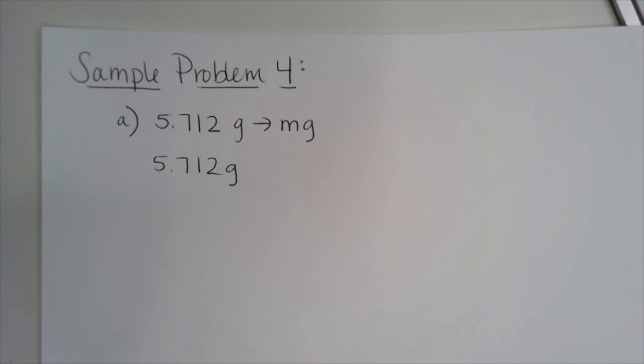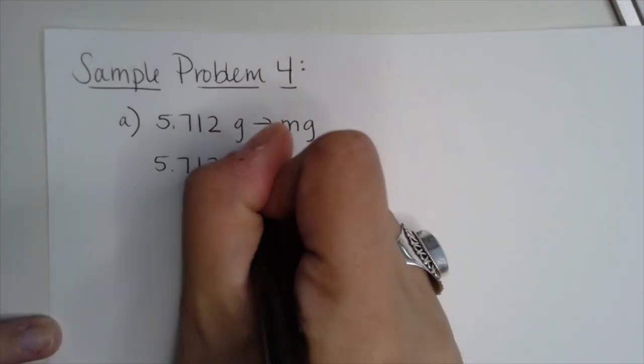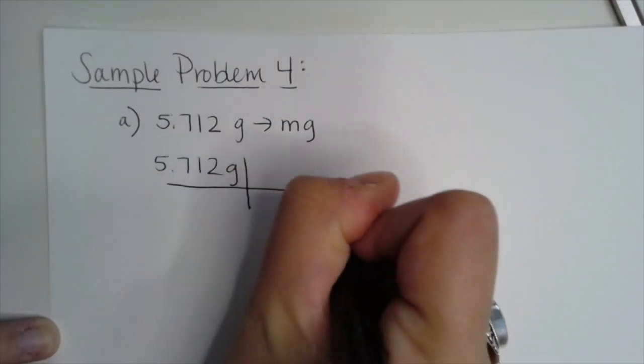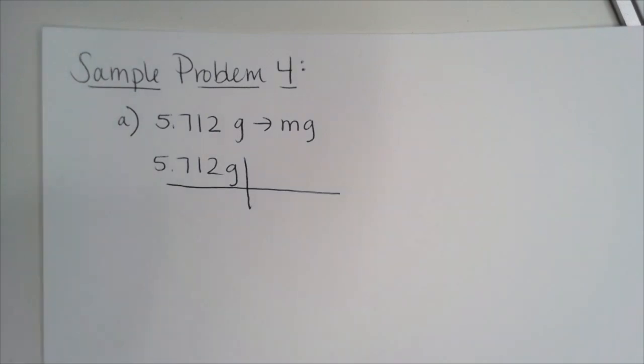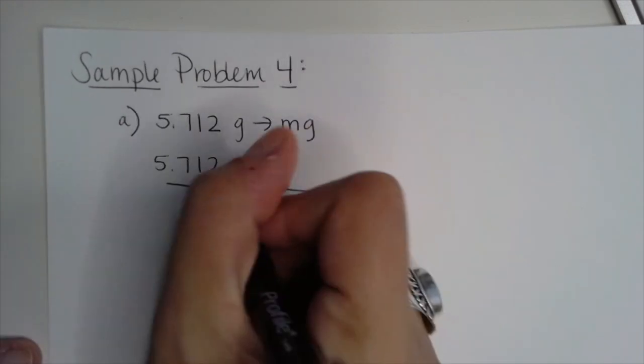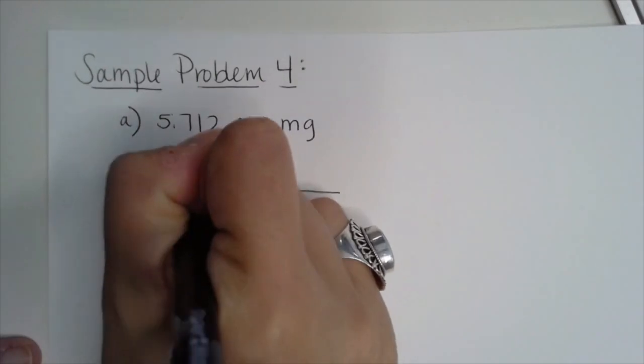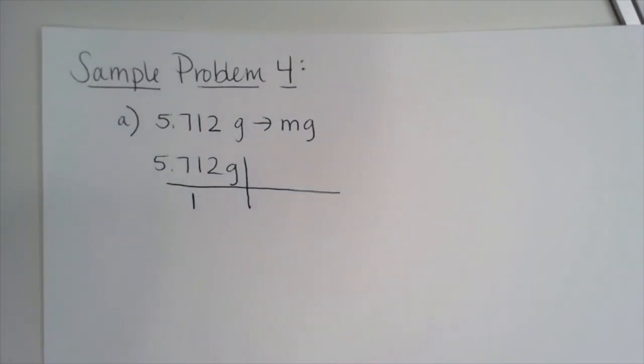The way I solve these is putting a little crosshair with the number that we want to convert in the upper left-hand corner. When we're converting, technically any number is over 1. So I like to put a 1 there, and that 1 just acts as a placeholder.